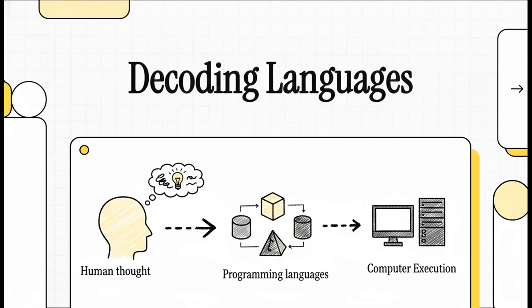Welcome to this explainer. Have you ever caught yourself staring at your computer screen, just wondering how on earth it actually understands what you want it to do? Well, today we're going to demystify exactly how we bridge that massive communication gap between human thought and computer execution. It's a seriously fascinating journey, and by the end of this, you'll see exactly how the digital world translates our ideas into actual action. Let's dive right in.